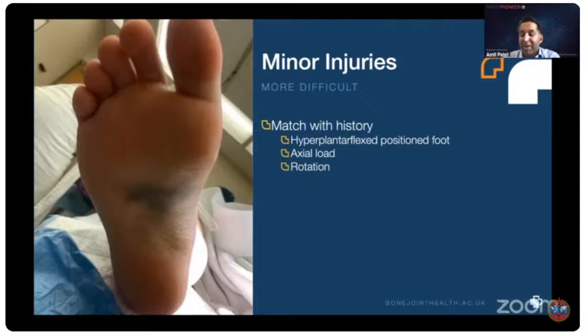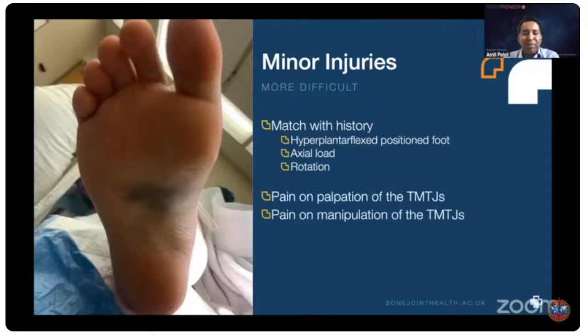Away from those open massive injuries and obvious midfoot injuries, in more subtle injuries, you need to check, is there pain on palpation of the TMTJs all across from the medial to the lateral foot? And is there discomfort when you manipulate the TMTJs, trying to move them up and down in the sagittal plane or rotation at that midfoot? Does that cause pain there?